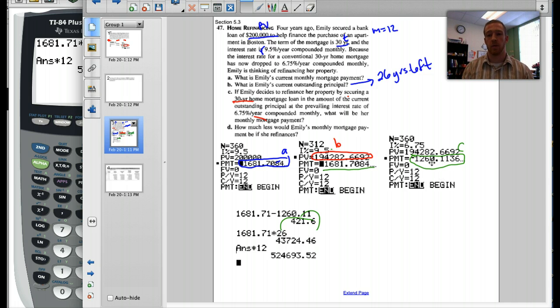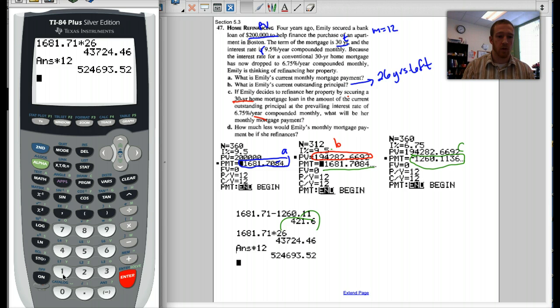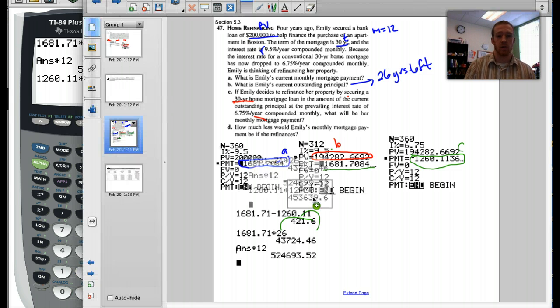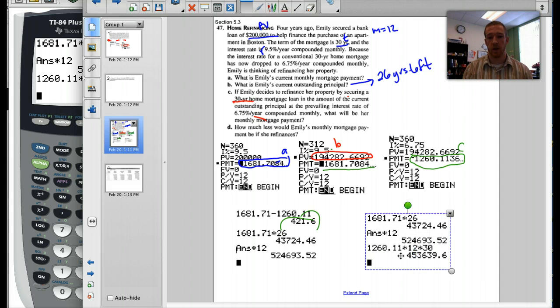And now we're going to compare it with 30 years at $1,260. So 1,260.11 times 12 months a year times 30 years would be a total of this. So now if I subtracted this new amount from that old amount, that would give us the total savings over the life of the loan.